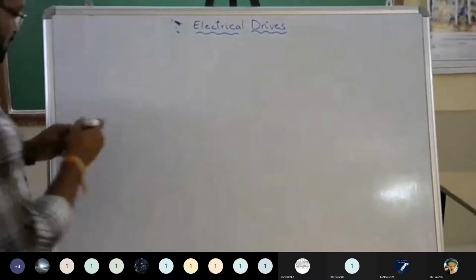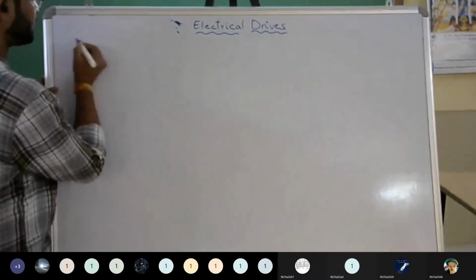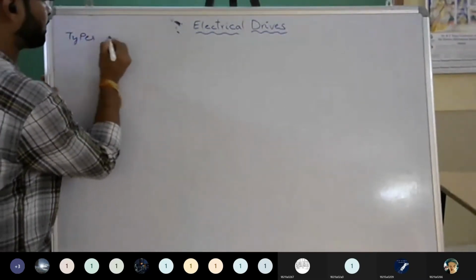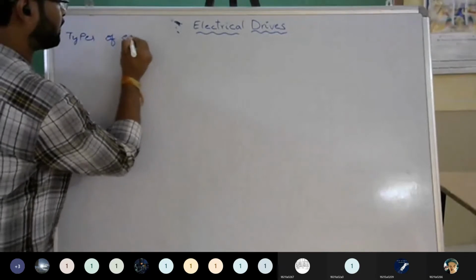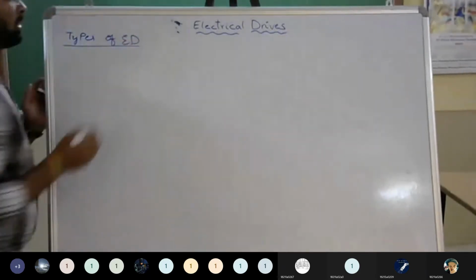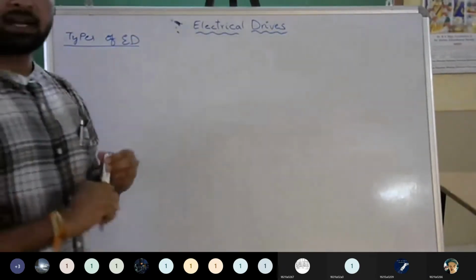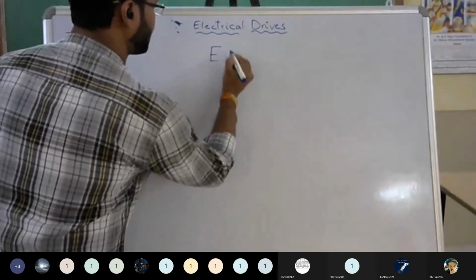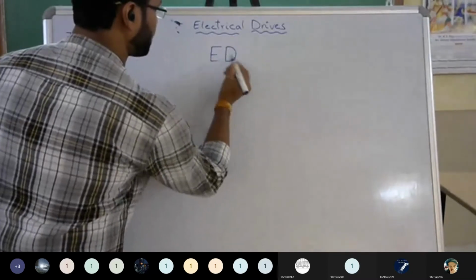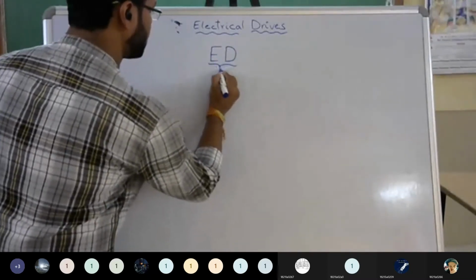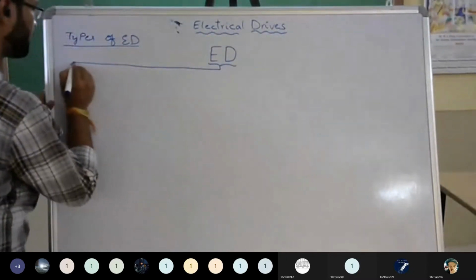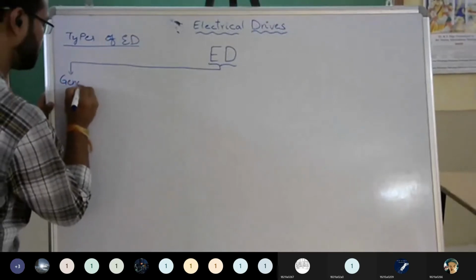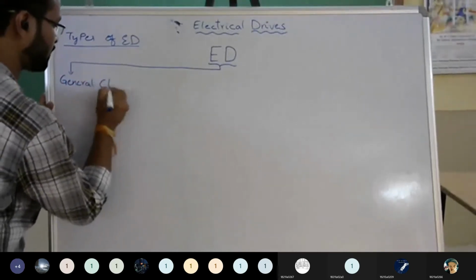So where will we go? We will go with the types of electrical drives. We'll go with the first, general classification. I will write here ED, which means electrical drives. So in electrical drives, we'll go with the first one, general classification.